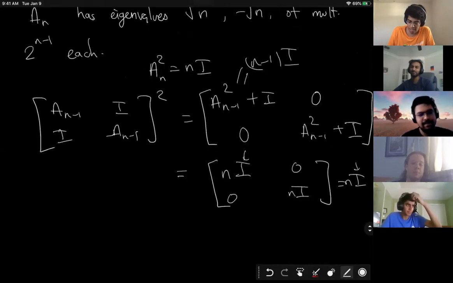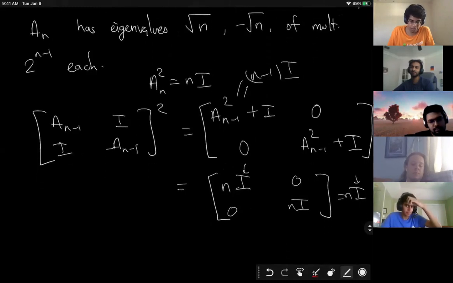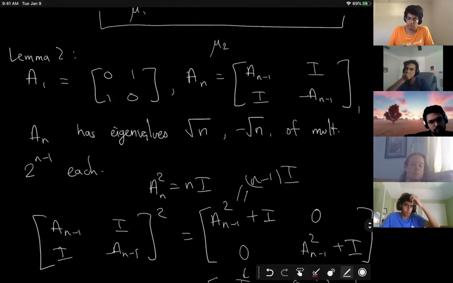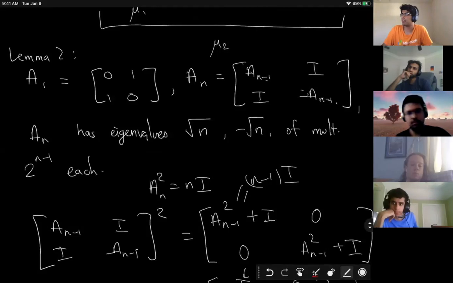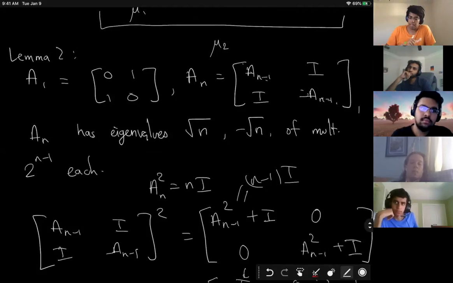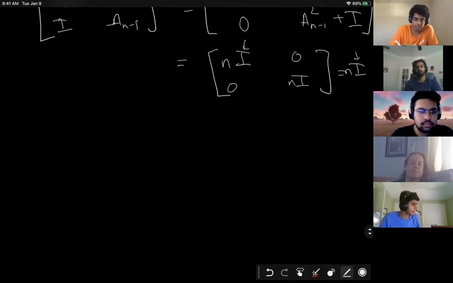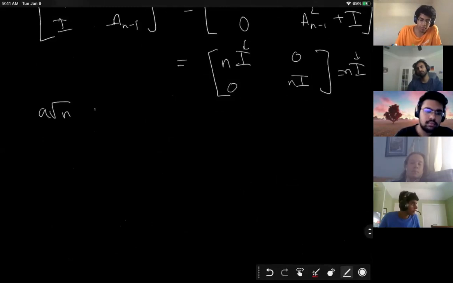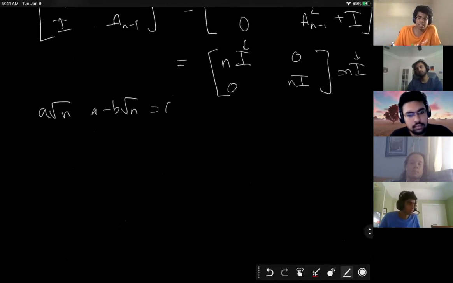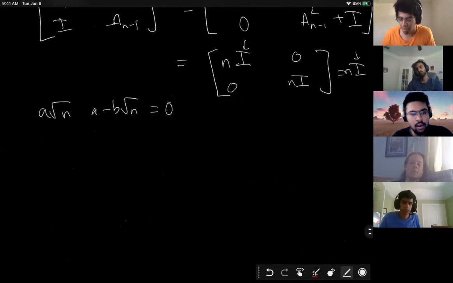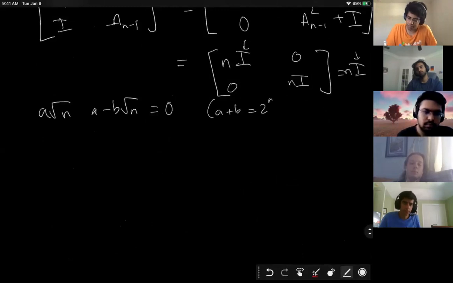Okay, so the trace. As you can see, the trace is 0. How can you see that? Well, inductively. The trace of the first one is obviously 0, and the diagonal elements are always going to be 0. You can see that from the construction. You just take the matrix and put it along the diagonals. So the sum of the eigenvalues is 0 because the sum of the eigenvalues is the trace. So then you have some a root n plus minus b root n is 0, which just means they have to be half and half. And so a plus b equals 2 to the n, which proves the lemma.